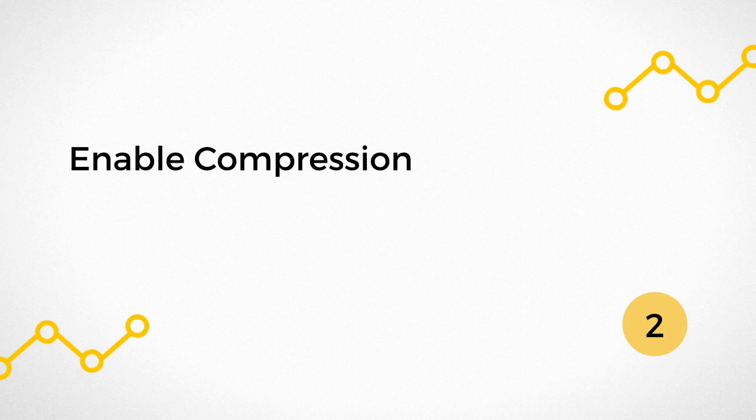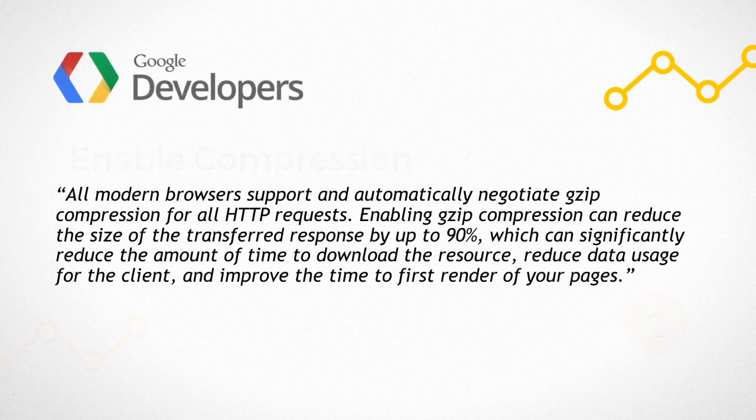The second point I'm going to talk about is compression. From the PageSpeed Insights docs: All modern browsers support and automatically negotiate gzip compression for all HTTP requests. Enabling gzip compression can reduce the size of the transfer response by up to 90%, which can significantly reduce the amount of time to download the resource, reduce data usage for the client, and improve the time to first render of your pages.